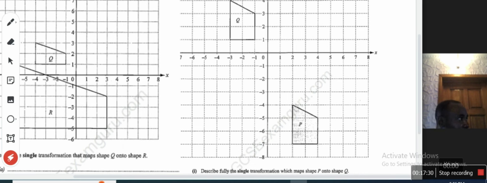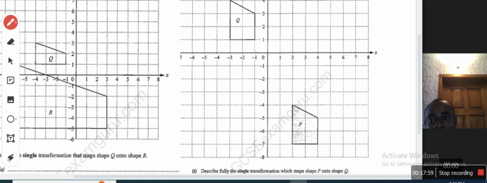Also, there's a translation. But then you have to describe it fully. There are two things you need to describe a translation: a column vector. In other words, how it was moved horizontally and how it was moved vertically. So how do you think P was moved horizontally? And how was it moved vertically? It was moved to the left. Beautiful. How many places? So let's count.